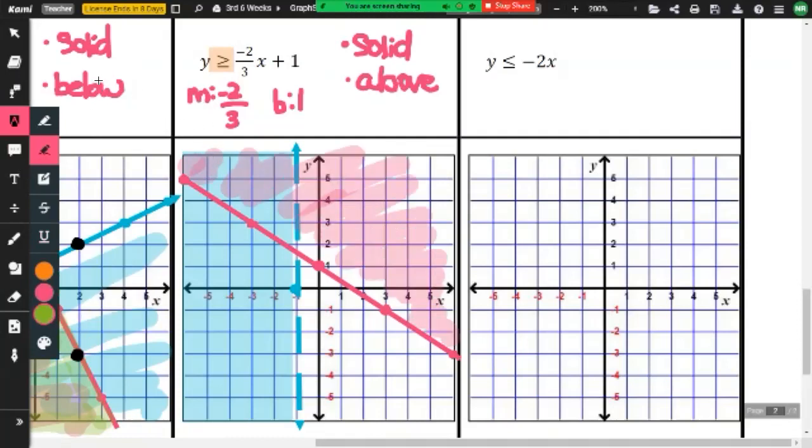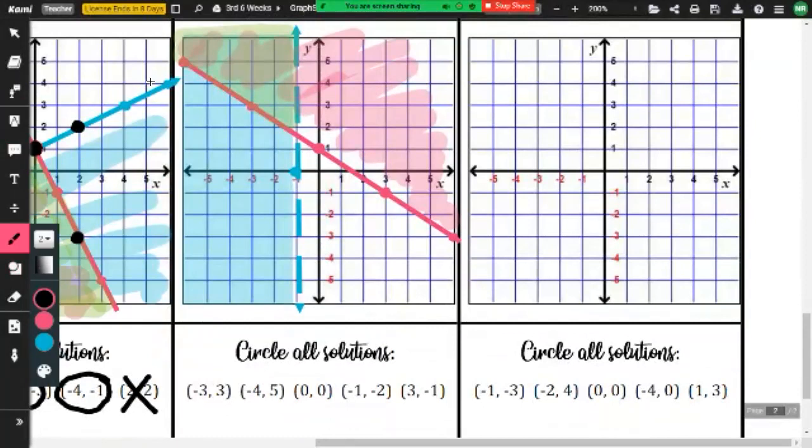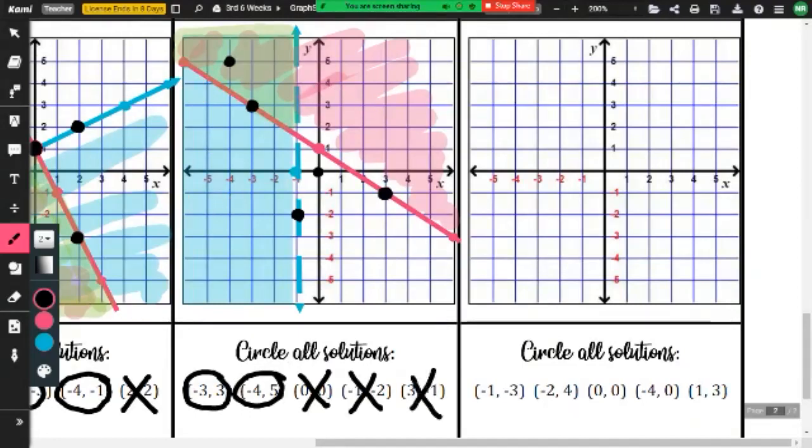And then you'll see there's this small, weird looking triangle where the shading overlaps, and that is my solution area. Let's check these points. -3, +3, right here in the double shaded area on a solid line. Yes. -4, +5, right in the middle of it. Yes. 0, 0, nowhere near any of it. No. -1, -2 is on a dotted line, but not anywhere near that double shaded area. And 3, -1, even though it's on a solid line and in this shaded area, it's not in the double shaded area. So that's also a no.